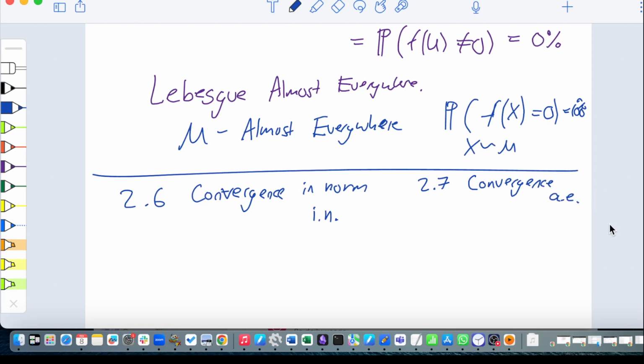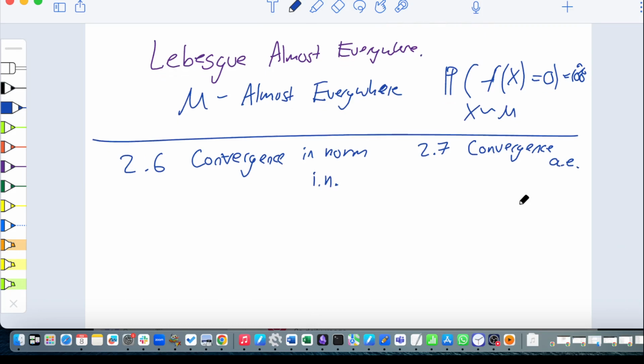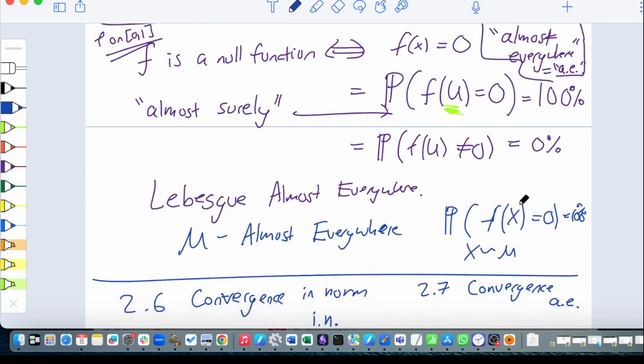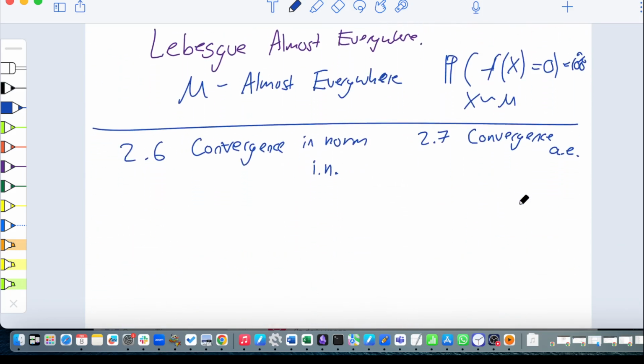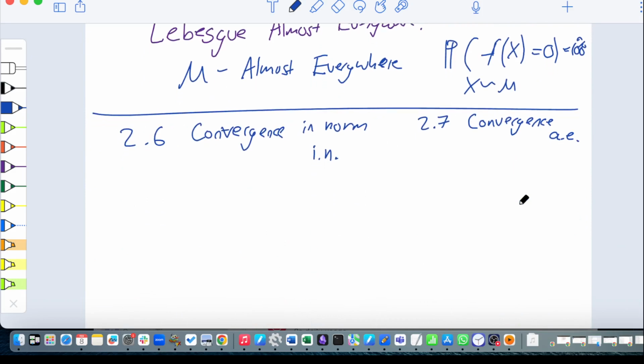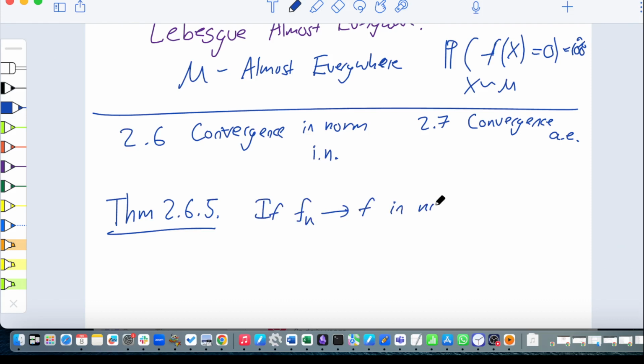Okay, so we're going to start with these things, and we're going to see that all this stuff about null functions really comes out in this almost everywhere and in norm thing. Okay, so the first thing we're going to show, theorem 2.6.5, if fn converges to f in norm. So again, this is the usual thing we did in chapter 1, right? That means the norm of fn minus f goes to 0, or the integral of the absolute value of fn minus f goes to 0.